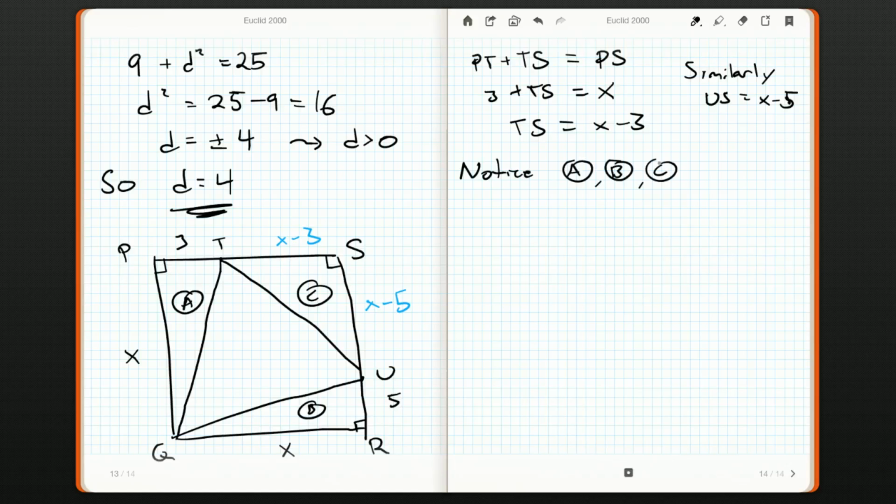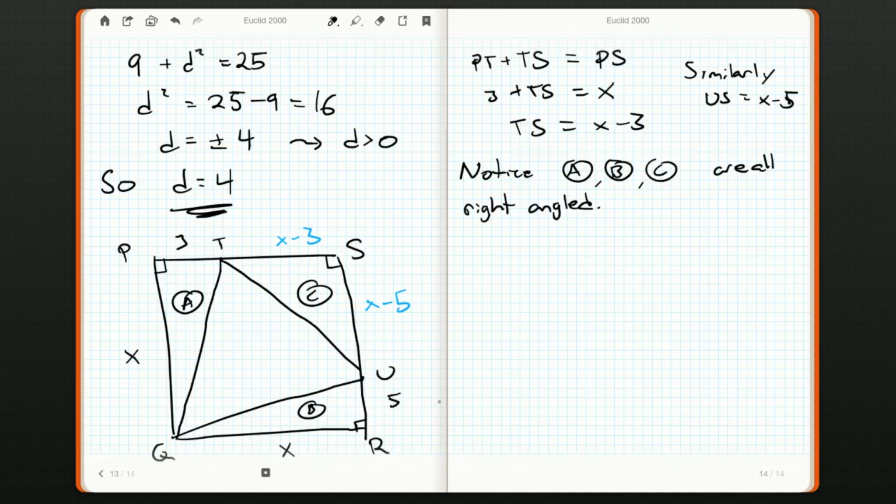Notice A, B, and C are all right angled. So if I wanted to, I could use the Pythagorean Theorem to figure out QT and QU and TU, just get a little more information on these triangles. But I don't need to solve the question. Right? We're talking about the areas, and we know the area of A plus the area of B is equal to the area of C. Well, since they're right angles, we have bases and heights given to us by the side lengths.